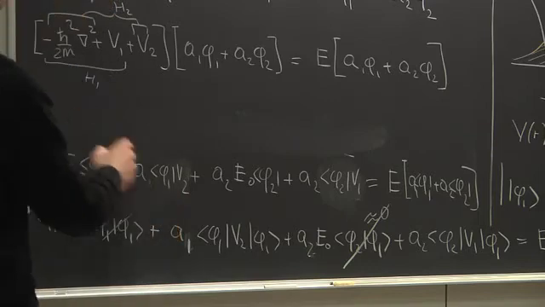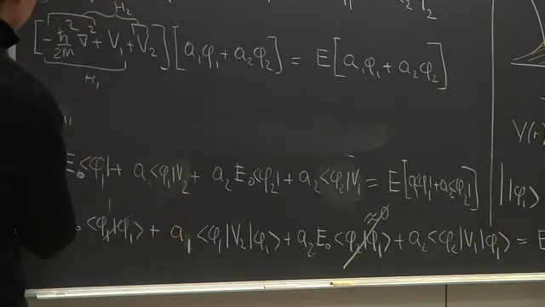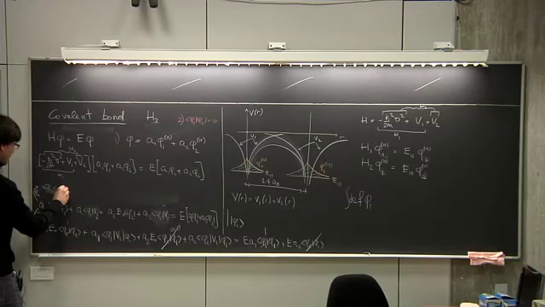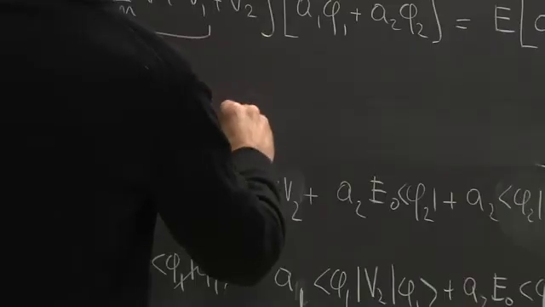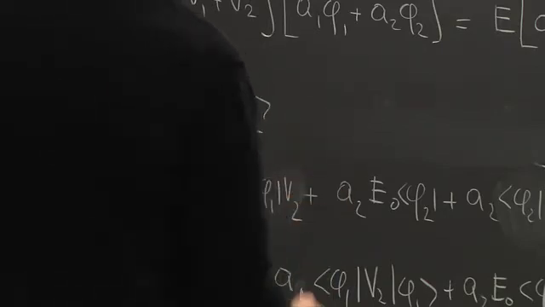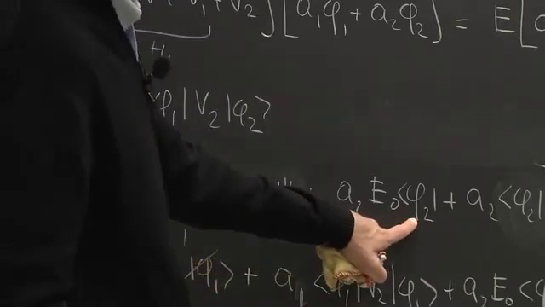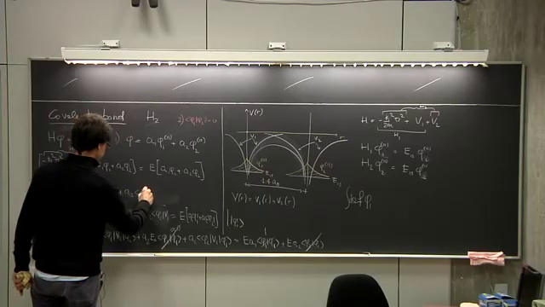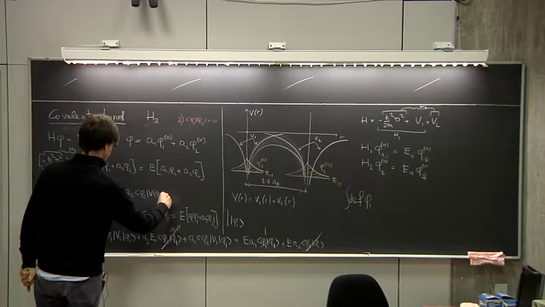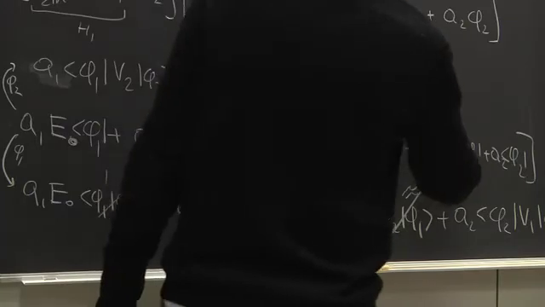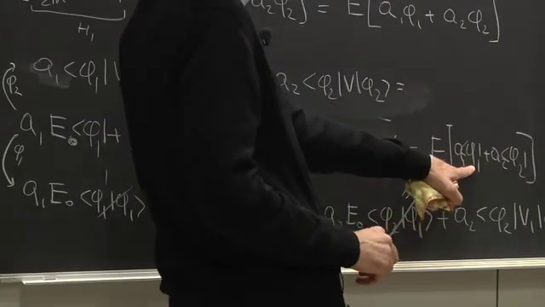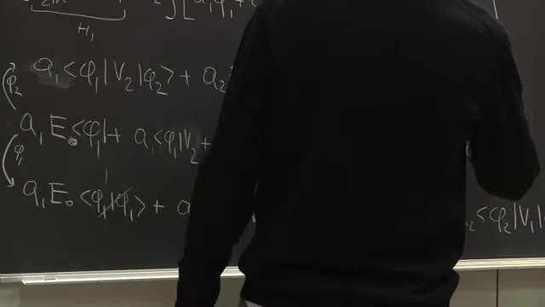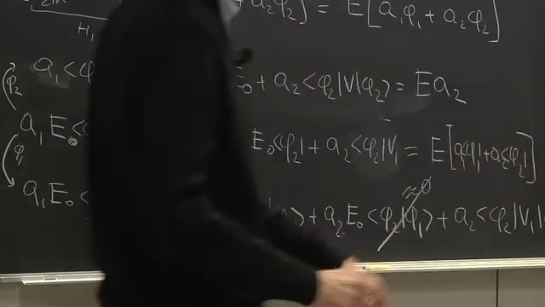I have to start with the second one. A1 phi 1 V2 phi 2. Here, phi 2 is 1, so this is just A2 E naught. This one remains more or less what we had, with phi 2. And then we have the right-hand side. This one disappears, and this is just EA2, because phi 2 is 1.